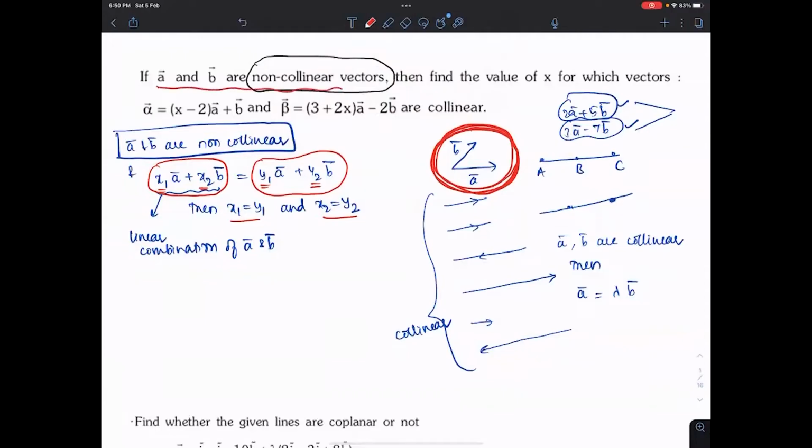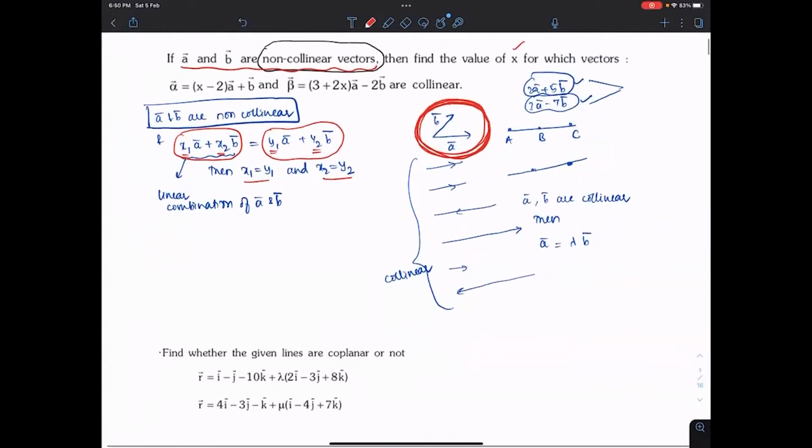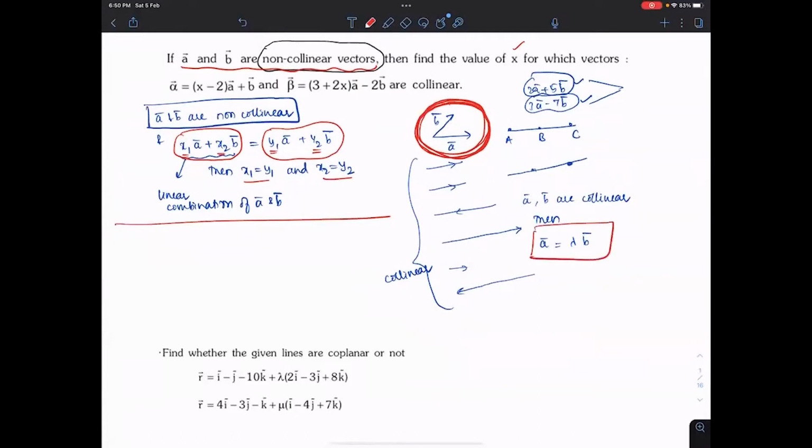A bar and B bar are non-collinear, they are saying. Okay. Then find the value of x for which these 2 vectors are collinear. Which 2 vectors are collinear? Alpha bar and beta bar. Okay. If 2 vectors are collinear, then we have already seen, alpha bar must be equal to lambda times beta bar. Okay. So if I continue the solution, alpha bar, that is x minus 2 times A bar plus B bar, must be equal to lambda times beta bar. That is, if you multiply with lambda, 3 plus 2x times lambda A bar minus 2 lambda B bar.